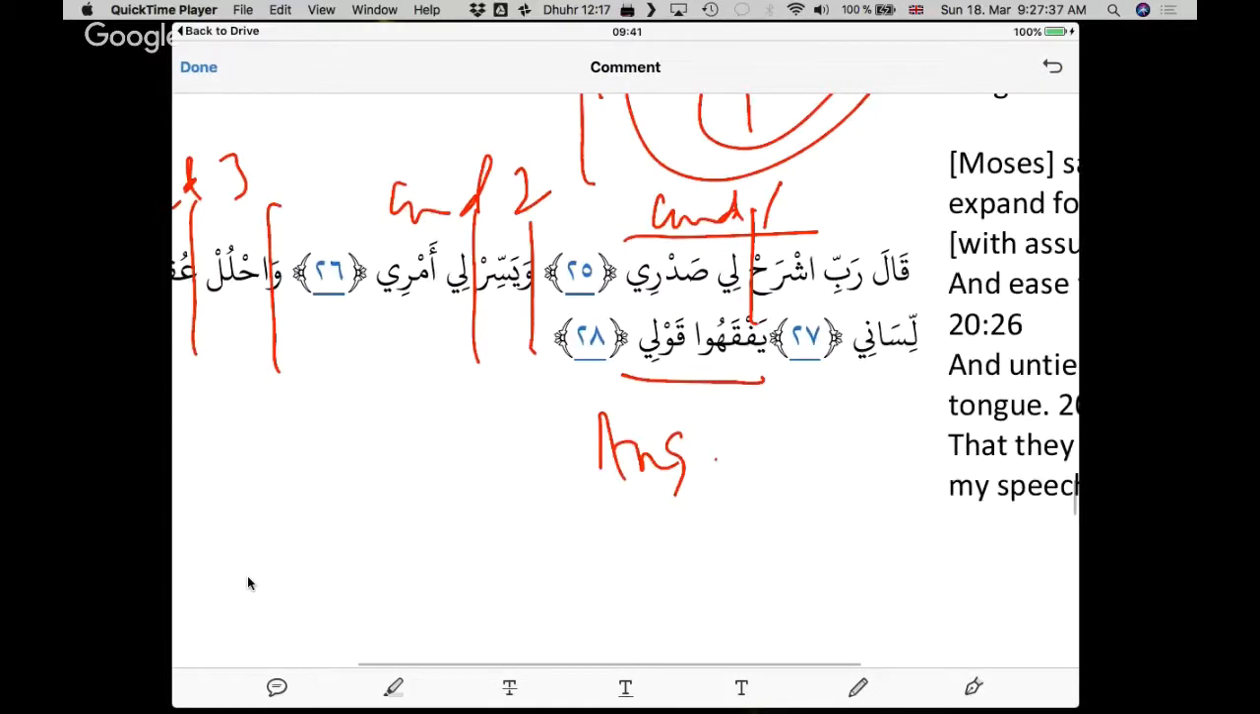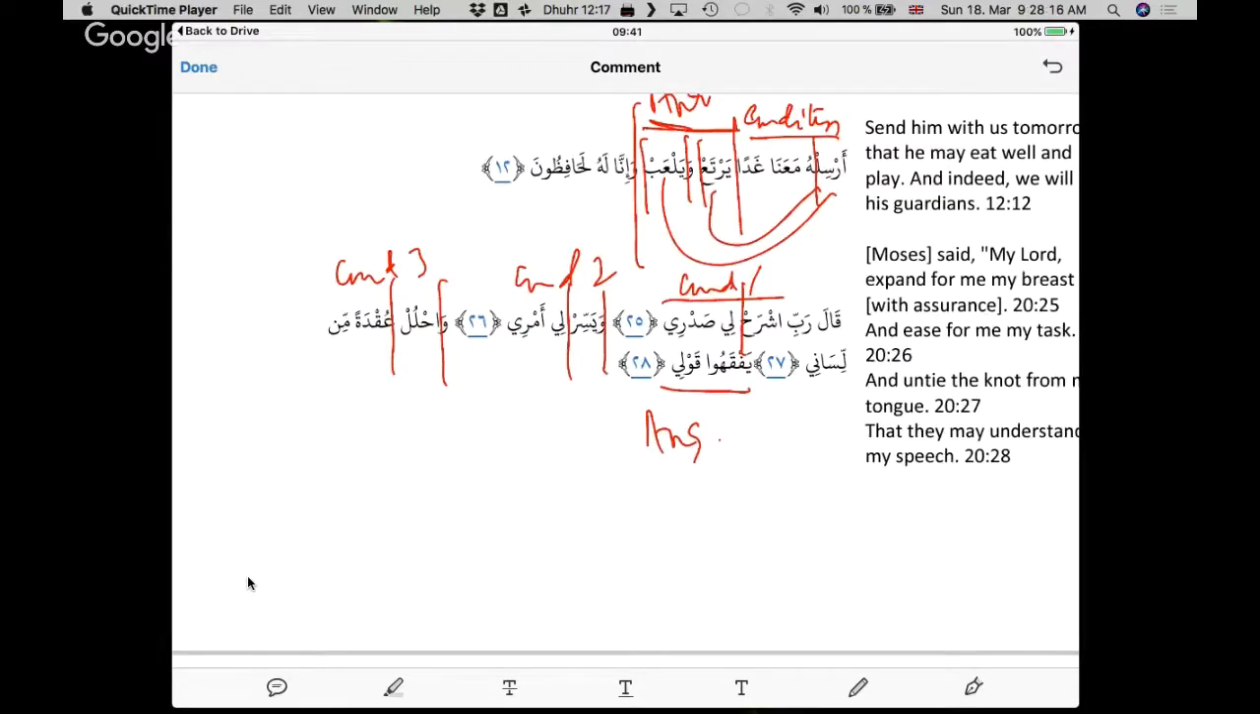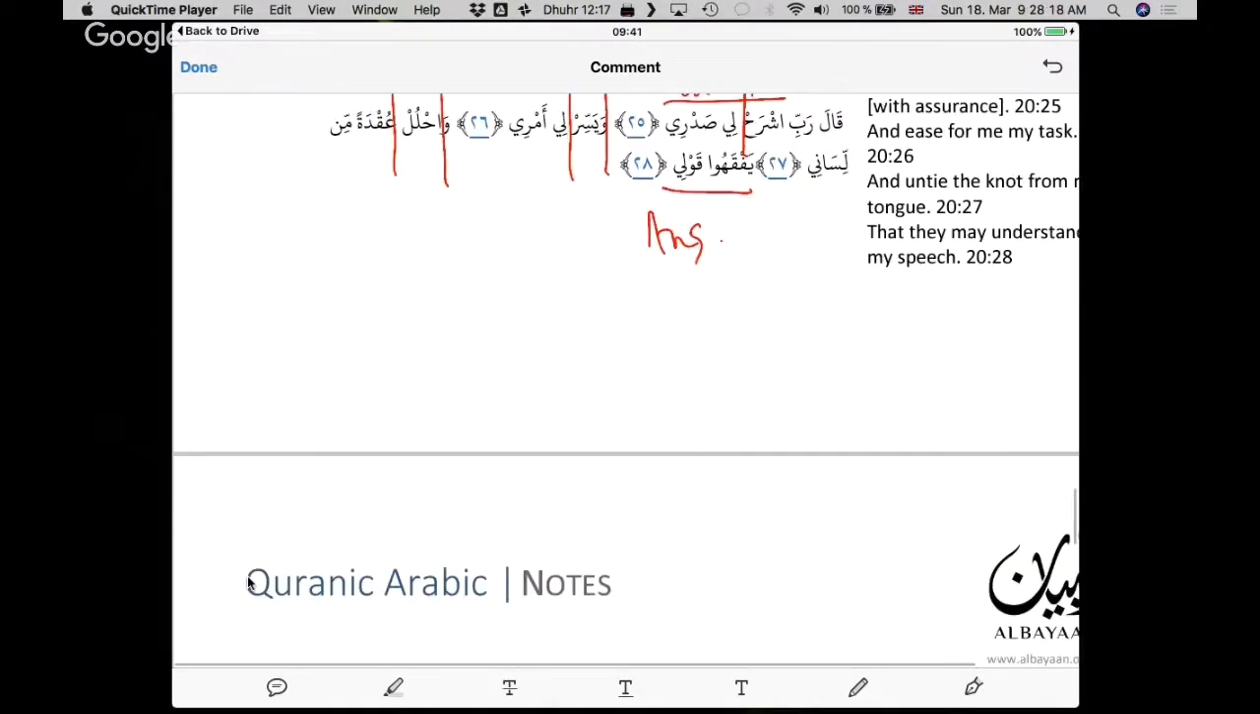Let's look at the translation, inshallah. My Lord, expand for me my breast with assurance. Give me this strength. And ease for me my task. This is the second condition. And untie the knot from my tongue. This is the third condition. That they may understand my speech. So they understand me. So the consequence of doing the first three conditions is that they will be able to understand my speech. You understand? So the conditions are constructed in a lightest form, and the answer to the condition is also coming in the lightest form. Good.